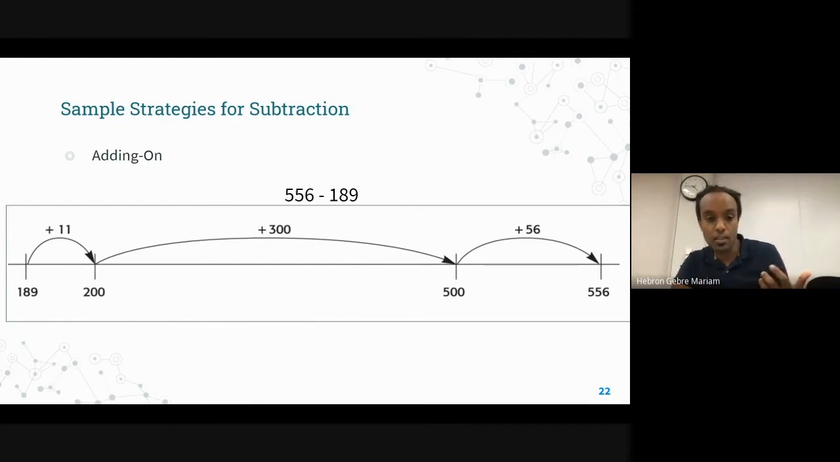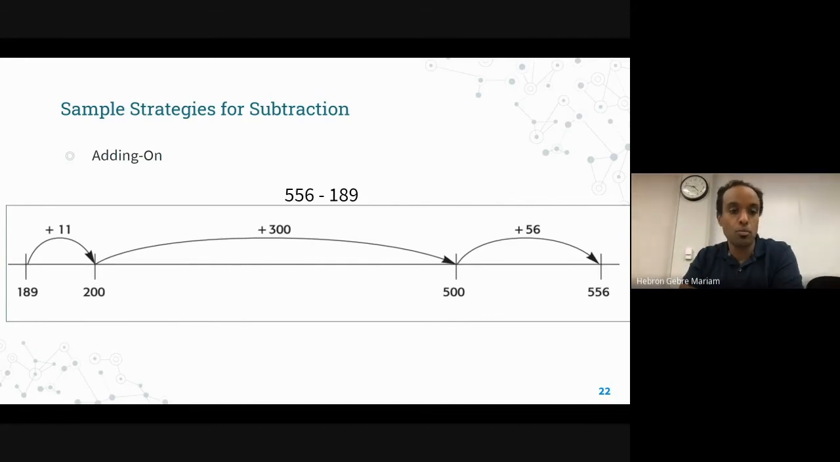So in this case, we've added on 11. And the reason 11 is chosen here is to get to a friendly number to add on the rest of the values with. We get to 200, and then we add on 300, and we get to 500, and then we add on 56, and then we've reached the larger quantity of 556. And now the difference would be the sum of all those jumps we've taken to show the difference on that number line.